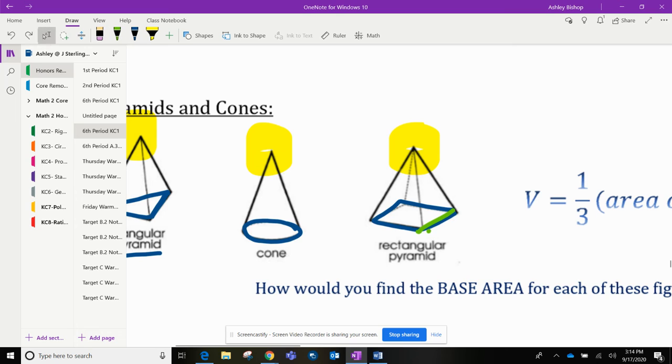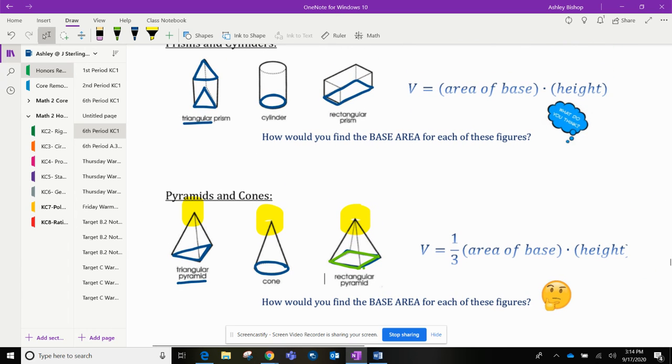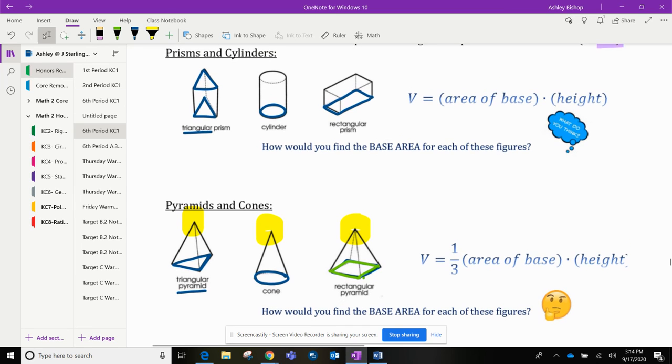And if you look at the pyramid and cone volume formula, it is 1/3 the area of the base times the height, and if you look at the prism, you see that this one does not have 1/3. This one does have the 1/3. So that's the difference. A pyramid and a cone is 1/3 of a prism and a cylinder. That's an important relationship to help.